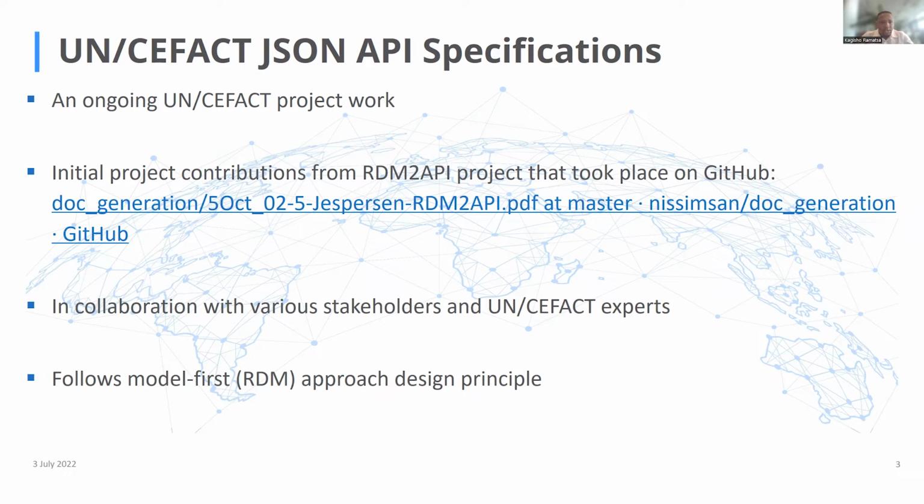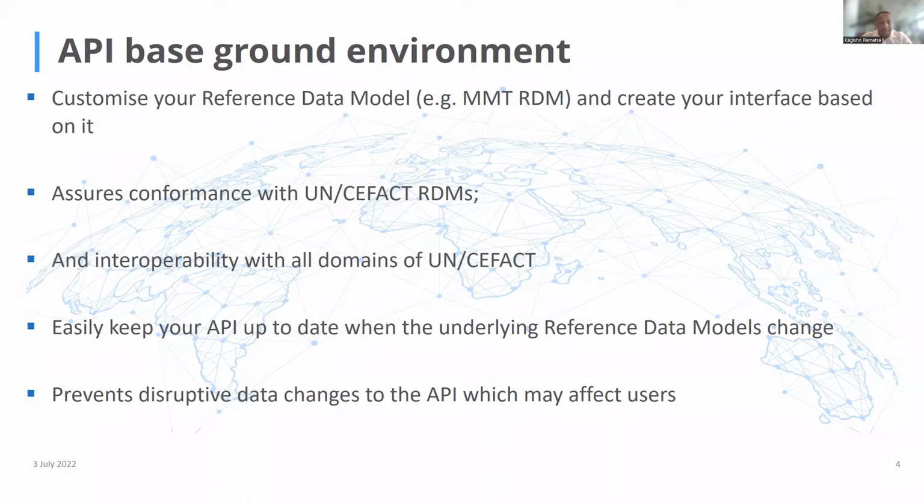The work being done for this JSON API specifications follows the model first, which is from the reference data model of the UNECE approach design principle. The base ground for this API specification project is that it allows you to customize your reference data model, for example specifically the MMT RDM, to create your own interface based on this. It assures the conformance with the UNECE reference data model and allows interoperability with all the domains of the UNECE, meaning having created the specifications for the APIs following the MMT RDM makes it interoperable with other UNECE domains like supply chain, like cross-border regulatory domains.